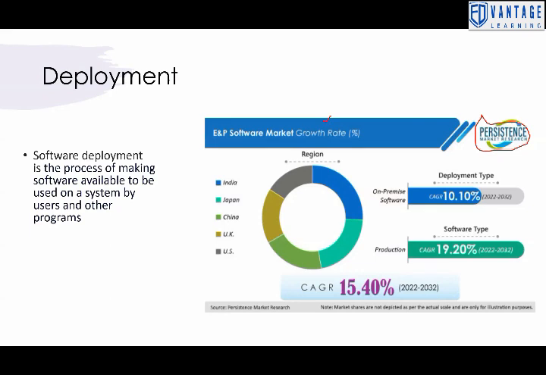And this particular deployment happens in two ways. One is on-premise software, the other is cloud software, cloud deployment. So in cloud, all your things will be deployed on the internet itself, and people with the particular link to that particular port can access it.